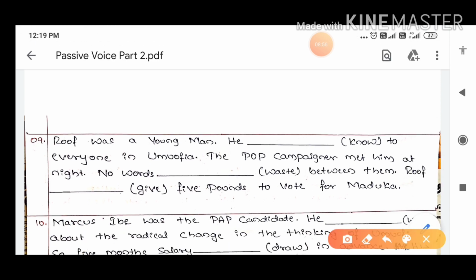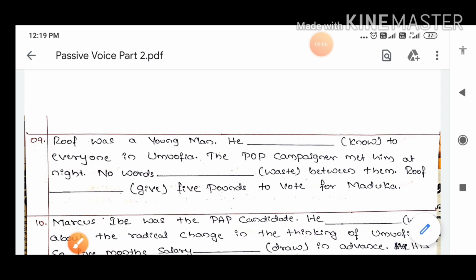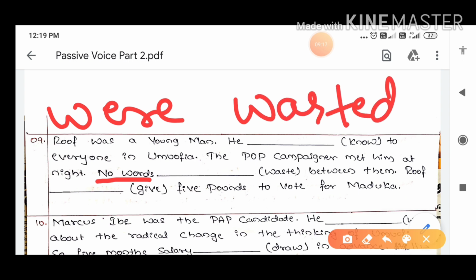Ezeulu was a young man. He is singular, so we use was. V3 of know is known. He was known to everyone in Umuofia. The campaigner met him at night. No words, it is a plural, so we make use of were, and V3 of waste is wasted. No words were wasted between them.